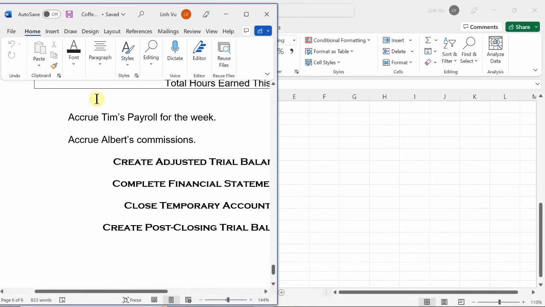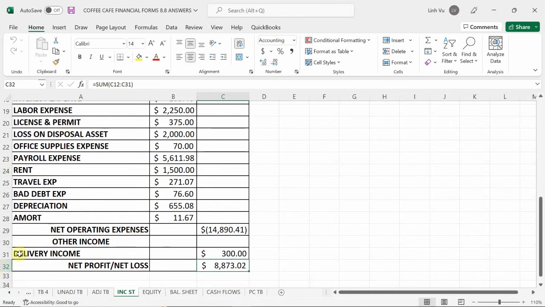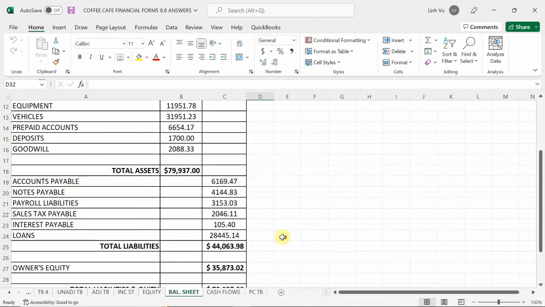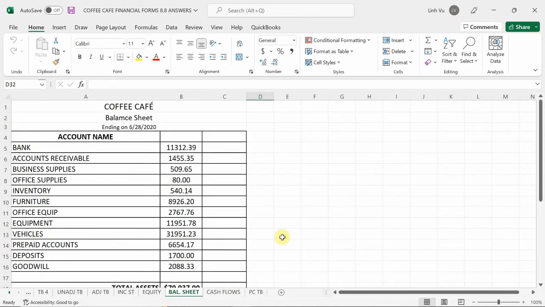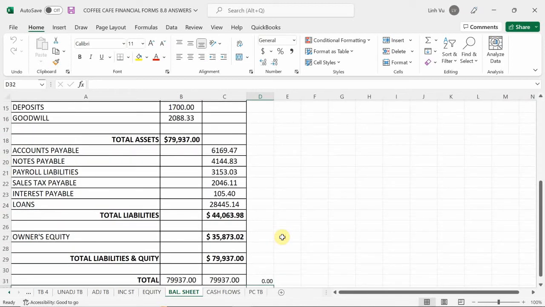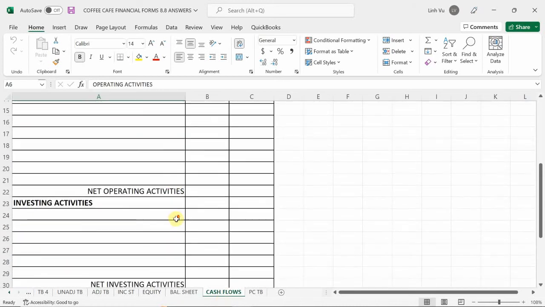We were in the middle of our financial statements, right? Step 8. So here we've completed the income statement, the statement of owner's equity, and the balance sheet, which we panned out and our accounting equation is equal to each other. Now, the last financial form is going to be the statement of cash flows.